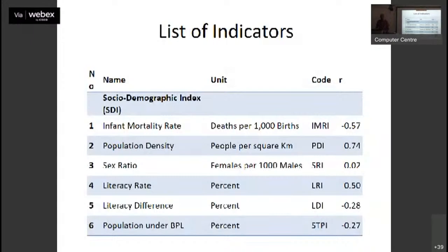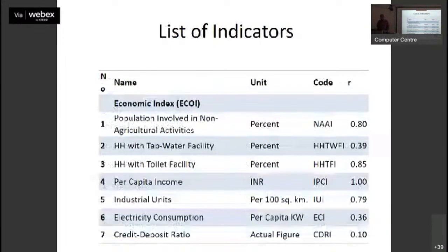Literacy rate has a very strong and positive correlation with the per capita income. Similarly, the literacy difference is very important. Literacy difference between the male and female literacy rate and the per capita income, and population below poverty line. Again, this is very important. So these are the variables we have selected for socio-demographic index.